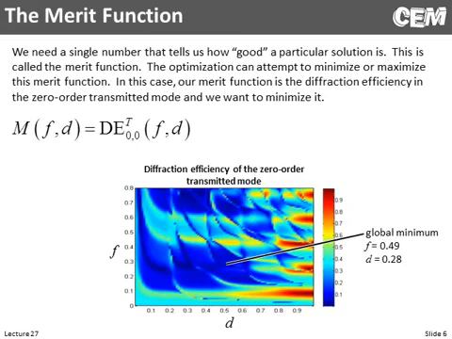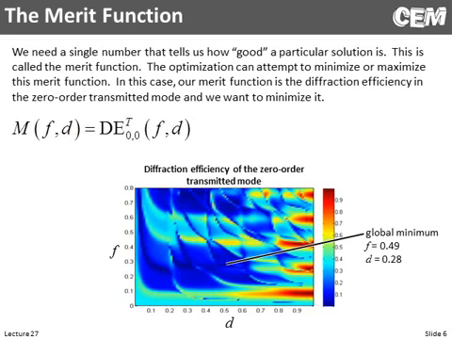So we need something that is called a merit function, sometimes called a fitness function, but it is a single number that tells us how good our design is. In this case, it's easy. It's the diffraction efficiency into that zero order transmitted mode. Other times it's more difficult because there might be other things we want to consider.